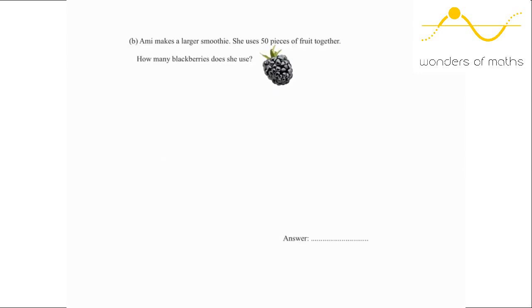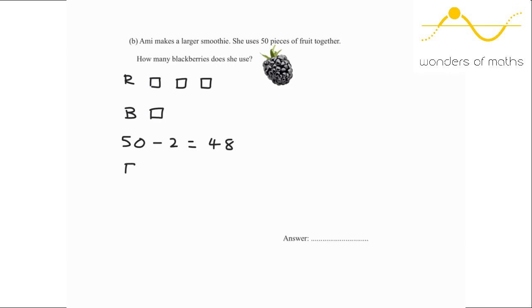Now moving on to the second part of the question. Ami makes a larger smoothie. She uses 50 pieces of fruit altogether. How many blackberries does she use? Well, for this question, we can use the same model as we used in part A. 3 raspberry blocks for every 1 blackberry block. However, we also need to remember that the smoothie recipe calls for 2 strawberries. So we need to subtract 2 from 50, which gives us 48 raspberries and blackberries used in total.